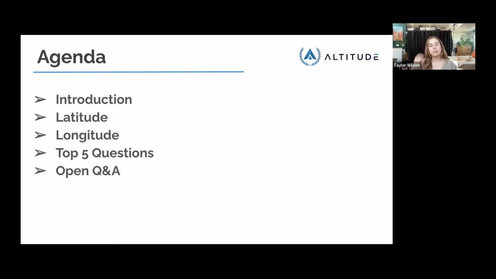So today we're going to talk about latitude and longitude, and then we're just going to jump straight into the questions that you might see on your written test regarding latitude and longitude. So we'll talk about the definitions and then just do some practice examples, basically. Then at the end, we're going to do Q&A.